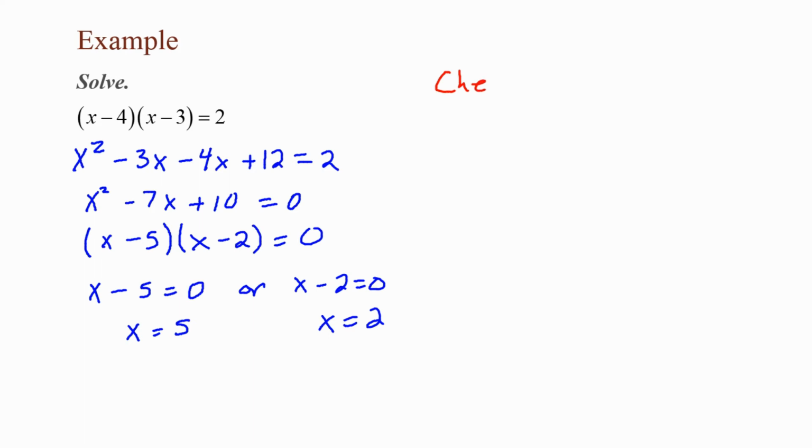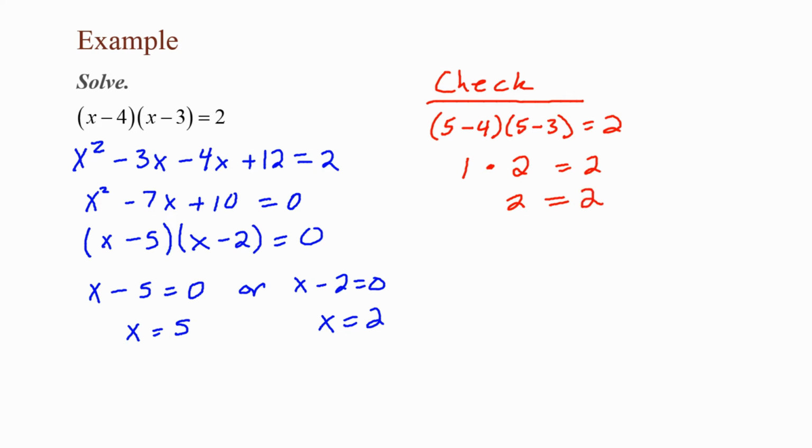Now I can do my check, starting with x equals 5. 5 minus 4 times 5 minus 3 should equal 2. 5 minus 4 is 1 times 5 minus 3 is 2 equals 2. 2 equals 2. Now using my 2, 2 minus 4 times 2 minus 3 should equal 2. 2 minus 4 is negative 2 times 2 minus 3, which is negative 1. Bring down my equals 2.